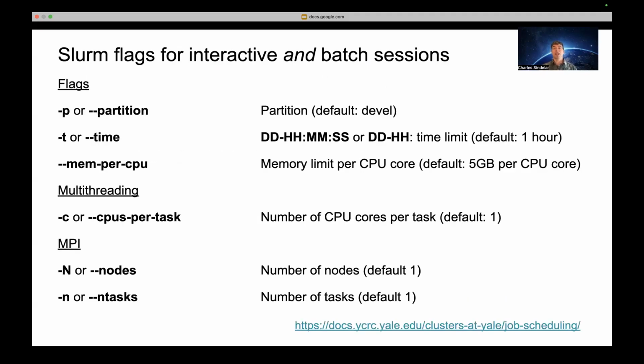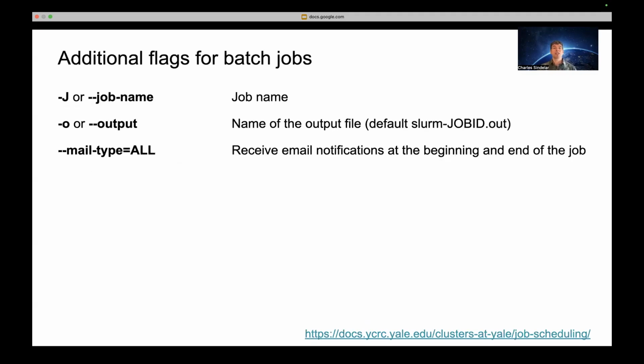Now, the same flags that we introduced you to before for interactive sessions are also relevant here, including the partition, time, memory, multi-threading, and other parallel options. However, in addition, the options that we will like to use for batch jobs include specifying the job name with --job-name, or --output to specify the name of an output file, which is basically the output of your command. And finally, you can tell Slurm to send you emails when your job has started and when it's finished. Those are very convenient.